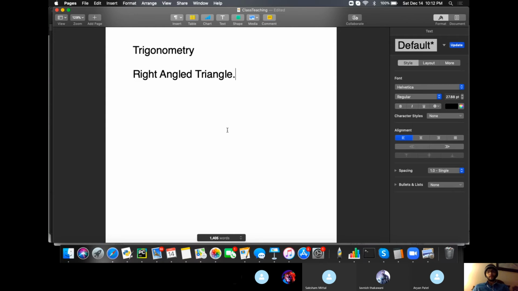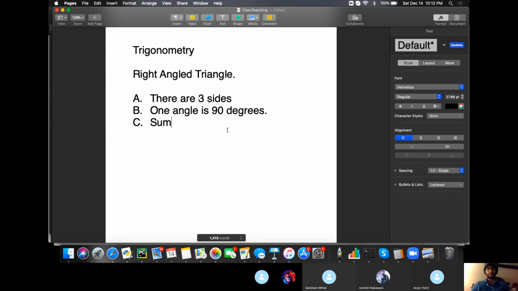So in a triangle, let's just quickly list down some of the things that we know about a triangle. There are three sides. Okay, this is very simple to understand. One angle is 90 degrees. Sum of all the angles is 180 degrees.